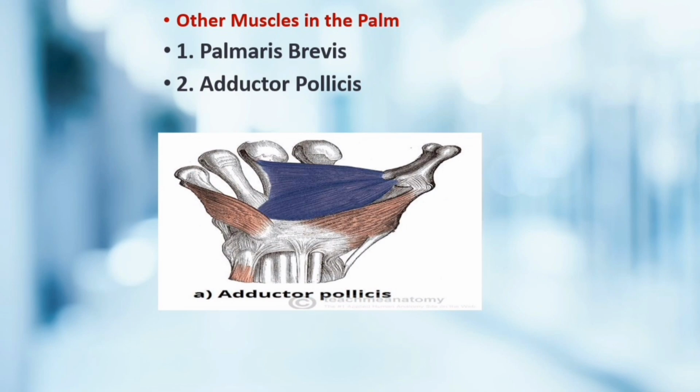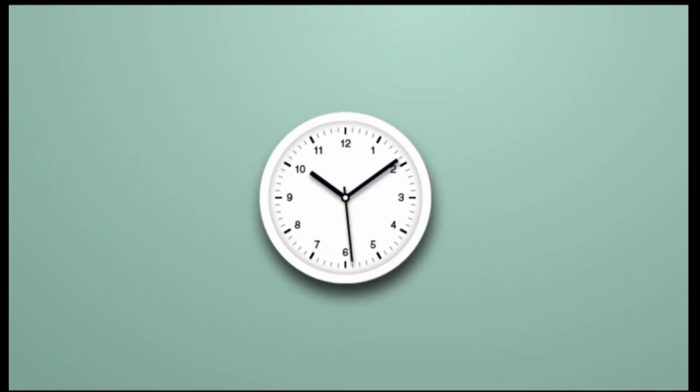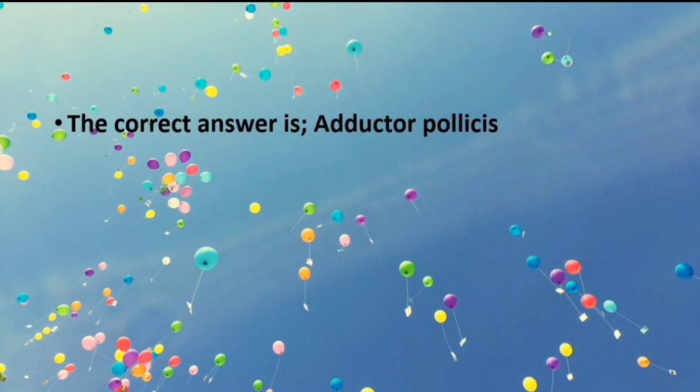Innervation. Ulnar nerve. Quiz. Which of the following is an intrinsic muscle of the hand? Palmaris longus. Extensor digiti minimi. Adductor pollicis. Extensor pollicis brevis. The correct answer is adductor pollicis.